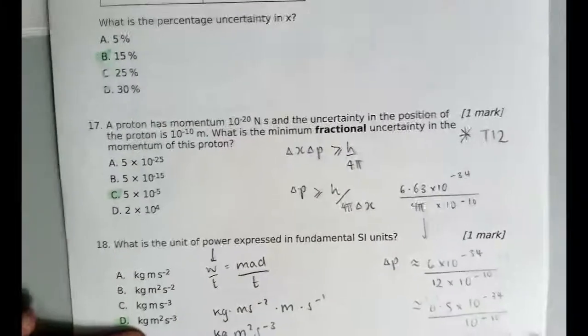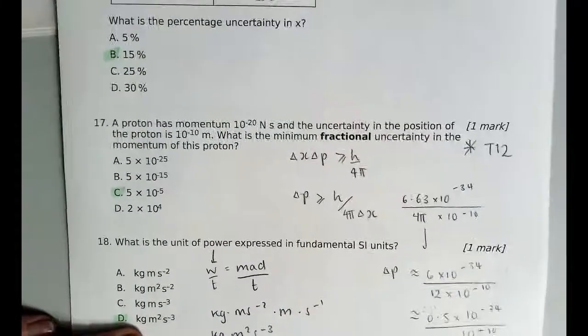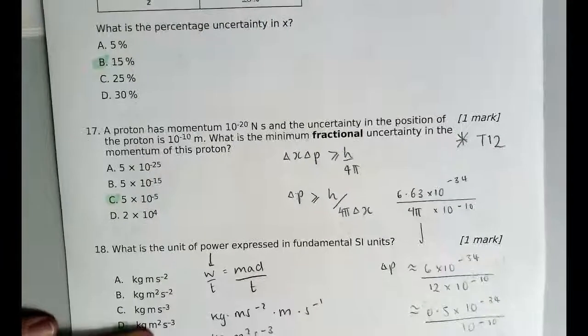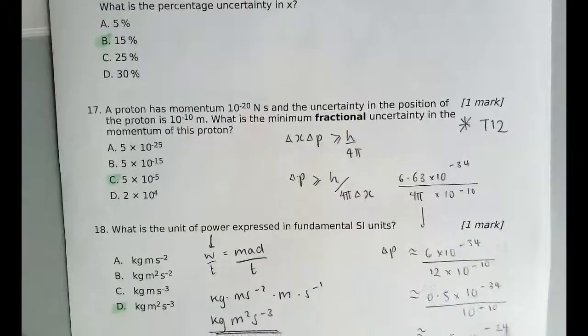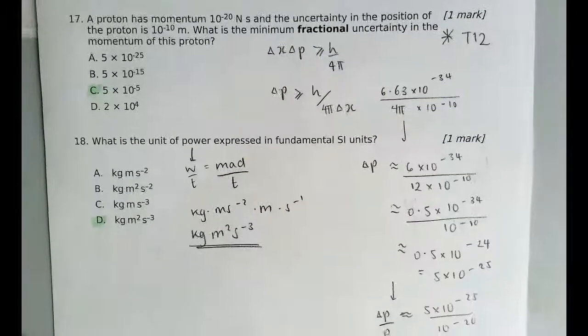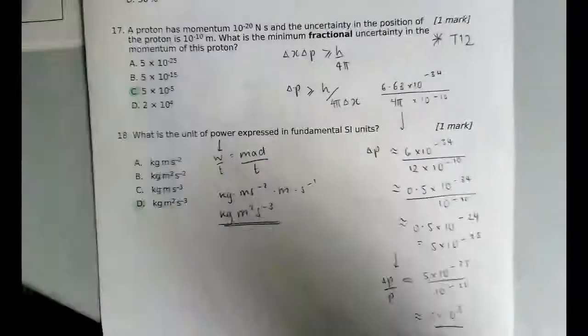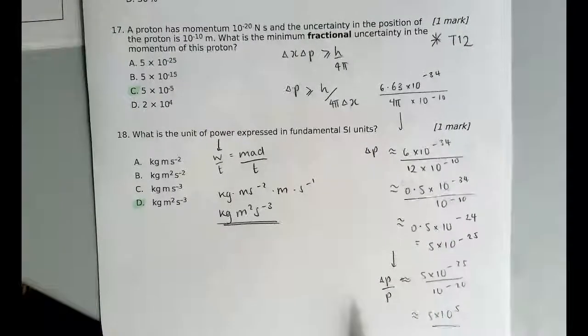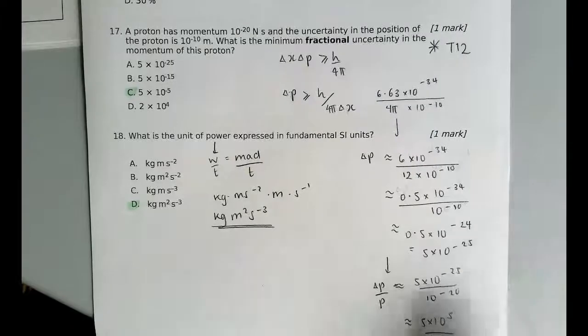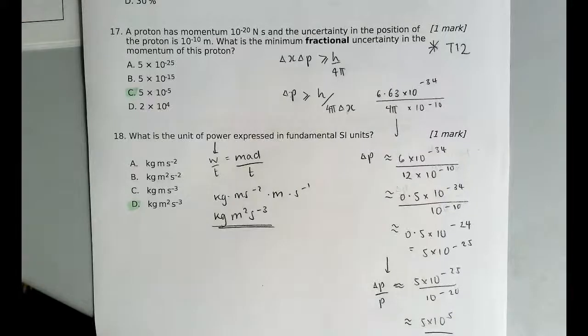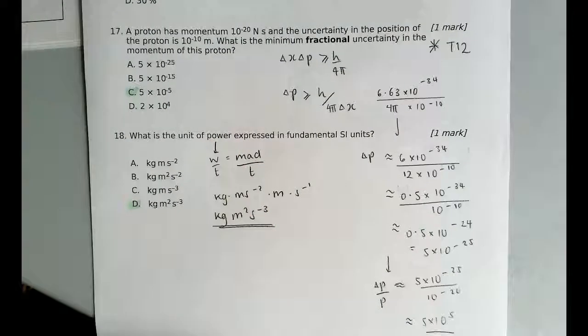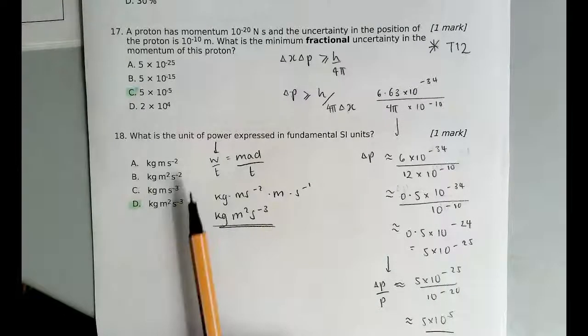Now, 17 is absolutely horrific because you have not yet done the higher level quantum physics topic. This is going to look hideous, but I would like to go through it with you actually because it shows you how to manipulate the numbers on a non-calculator paper, and that could be helpful in future. A proton has momentum 10 to the minus 20 newton seconds. And the uncertainty in the position of the proton is 10 to the minus 10 meters, so we're not sure where the proton is by plus or minus this much. What is the minimal fractional uncertainty in the momentum of this proton?